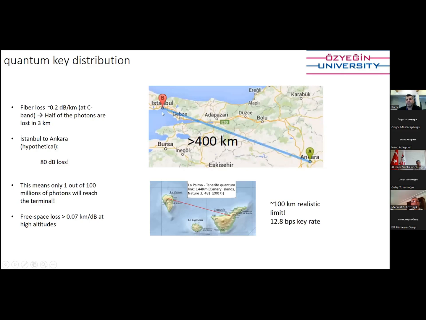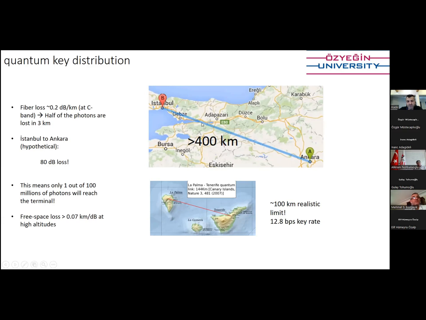To give an idea of how much the loss is: if you want to have a quantum network in Turkey from Istanbul to Ankara, which is around 400 kilometers, and you use really nice fibers, like a fiber that you can find in Oslo, it's 0.2 dB per kilometer. This is a good fiber, by the way, which means half of the photons are lost in 3 kilometers. If you do the calculation for 400 kilometers, it means 80 dB loss, which means 1 out of 100 million photons will reach Ankara. So you send 100 million photons, and only one of them reaches Ankara. That's not practical, of course.